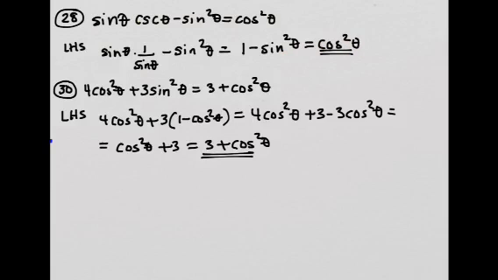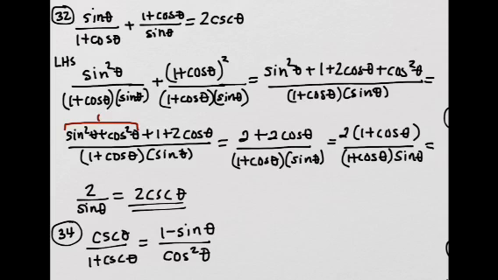Number 30, I worked on the left side again, and since I noticed that this side does not have any signs, I replaced this with 1 minus cosine squared theta. Distributive property, and you see it right here. I distribute it. Then I'm going to combine these two right here. So that gives me cosine squared theta plus 3, and I just switch the terms around so that it matches this side.